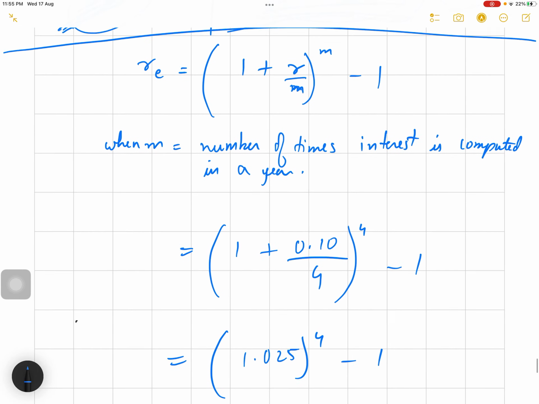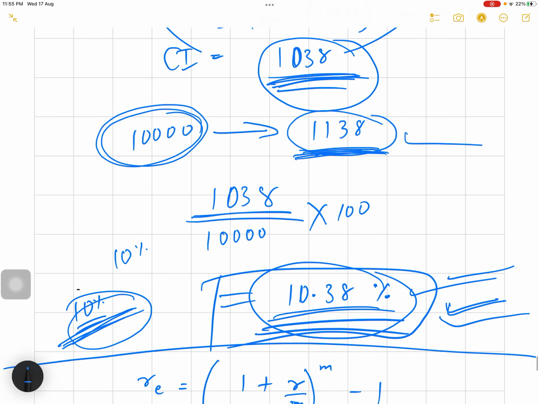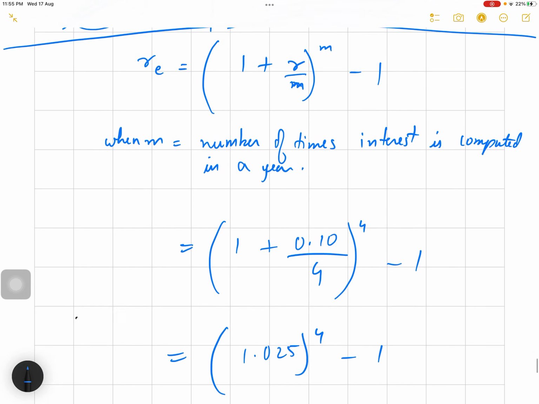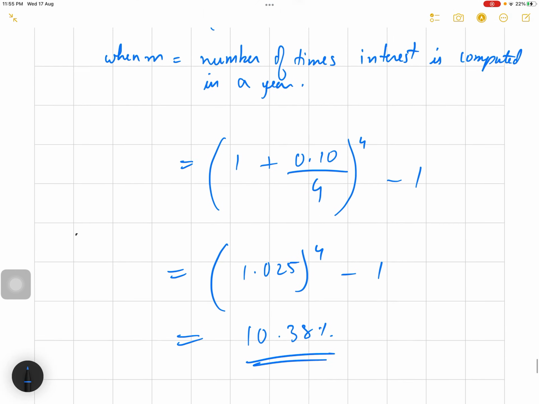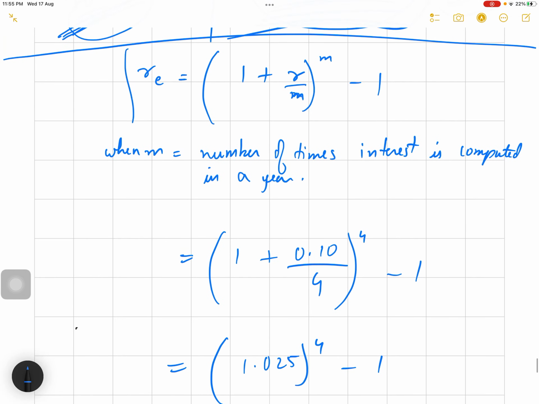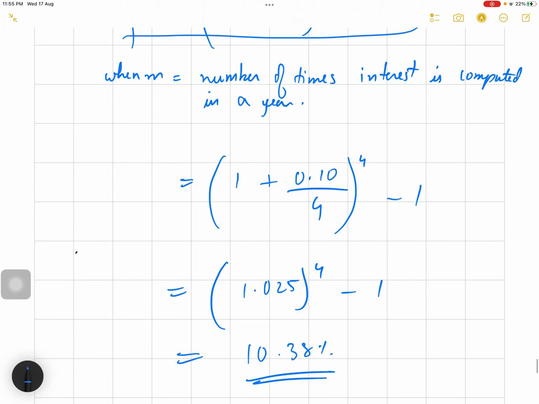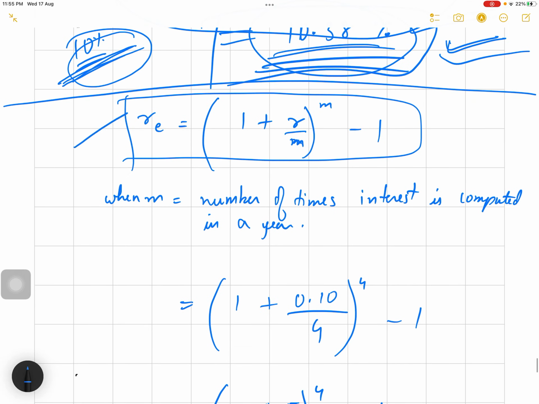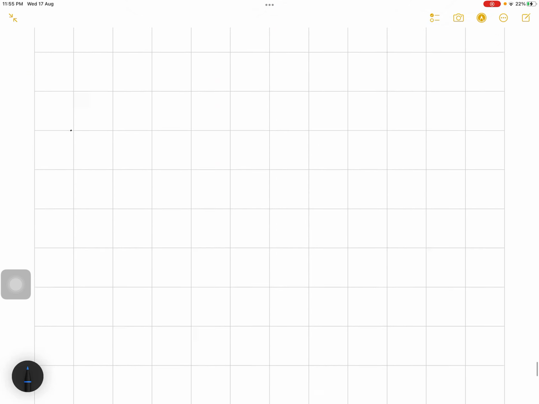So we can make mistakes here, but the chances of mistakes are very less when you use this formula and solve. So this is the way to solve effective rate of interest.